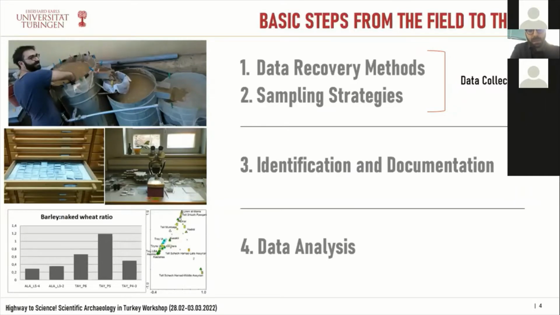Then we carry our samples or process samples to our lab, and in the third step we have to identify and document these samples and plant remains. The final stage is the data analysis. In this stage, we are just trying to find some meaningful patterns and connections inside our data set. So these are the four basic steps of archaeobotanical research, or any kind of research actually. I would like to follow these basic steps.